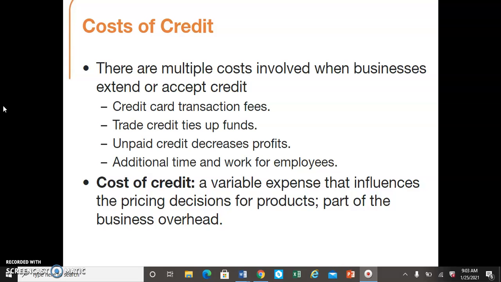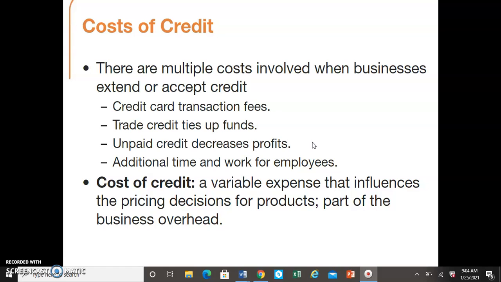However, that doesn't always pan out and it's costly. And then there's also additional time and work for employees. For example, if you own a furniture store and you go to make a purchase and you want to use the credit offered by the furniture store, you'll go over to the little credit counter and someone's there who will help you. However, the company has to pay that person working at the credit counter who's helping you obtain that credit. And so that's something that could be a cost to the consumer.